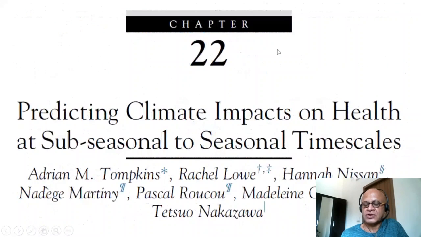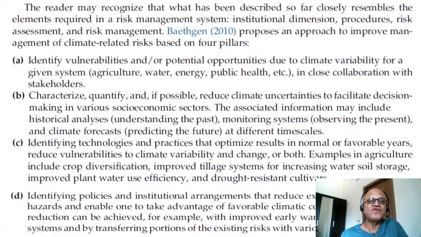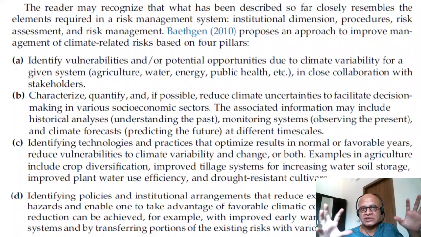Bateman proposes an approach to improve management of climate-related risks based on 4 pillars. Identify vulnerabilities and/or potential opportunities due to climate variability for a given system, typically agriculture, water, energy, public health. These are the 4 broad umbrellas into which pretty much everything that human societies do can fit. And this has to be done in close collaboration with the stakeholders, the idea of co-production that we talked about.